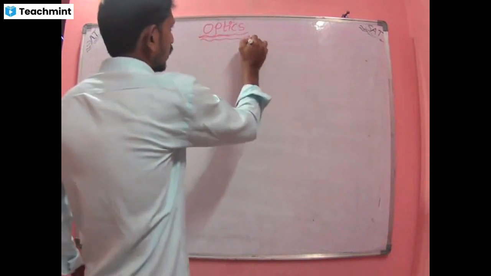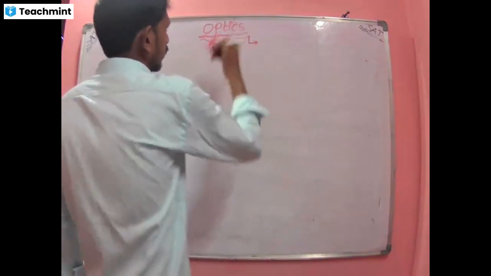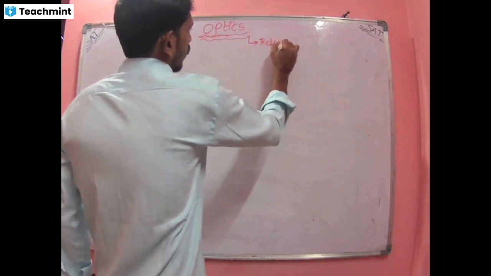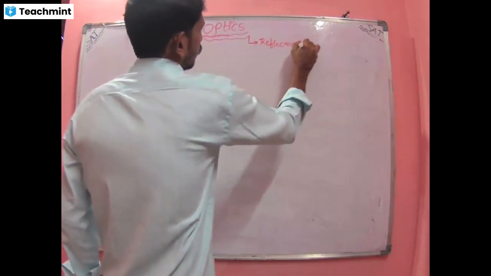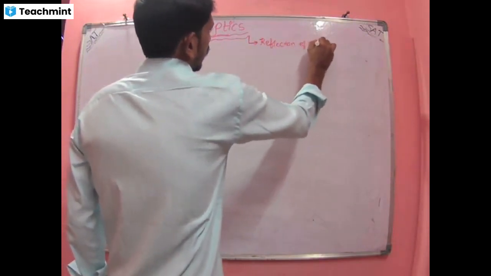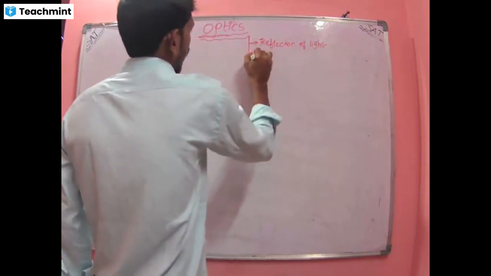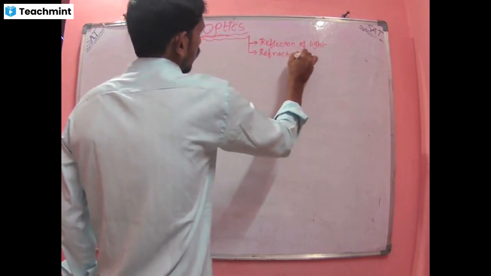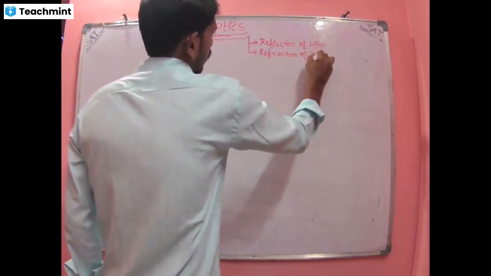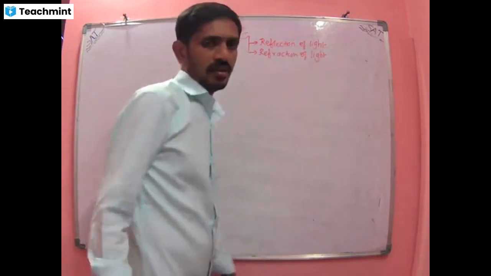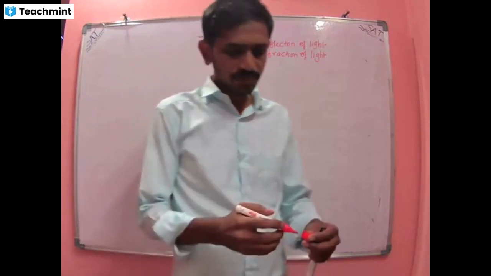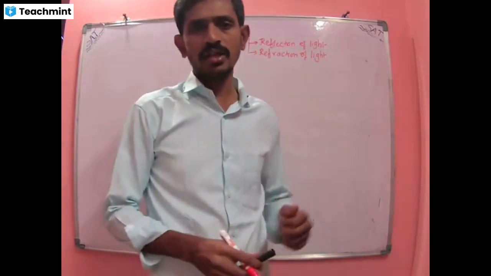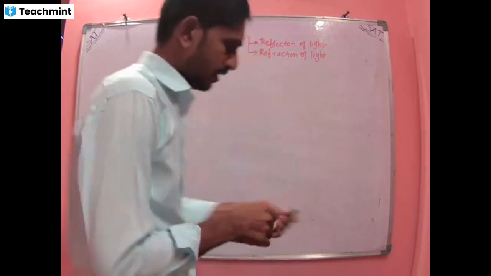The first phenomenon of light is called reflection of light, and the second is refraction of light. So mainly we have two phenomena. One is reflection of light, the other one is called refraction of light. In this class, I'm going to discuss the first phenomenon, that is reflection of light.